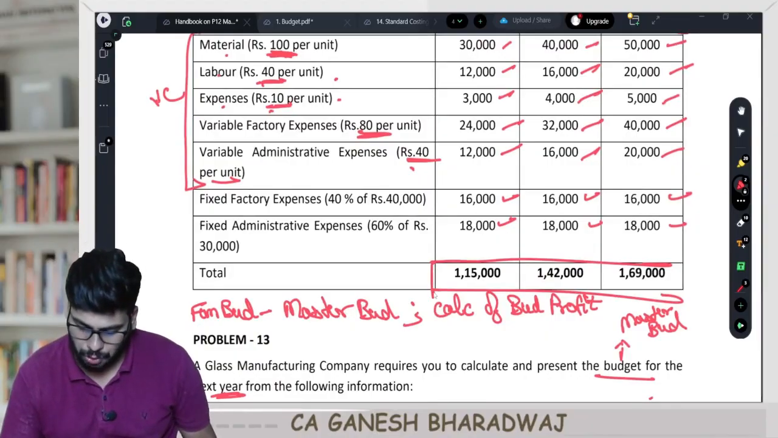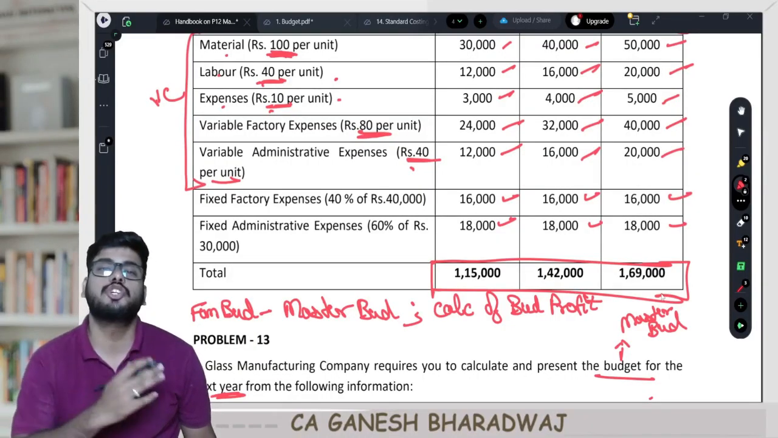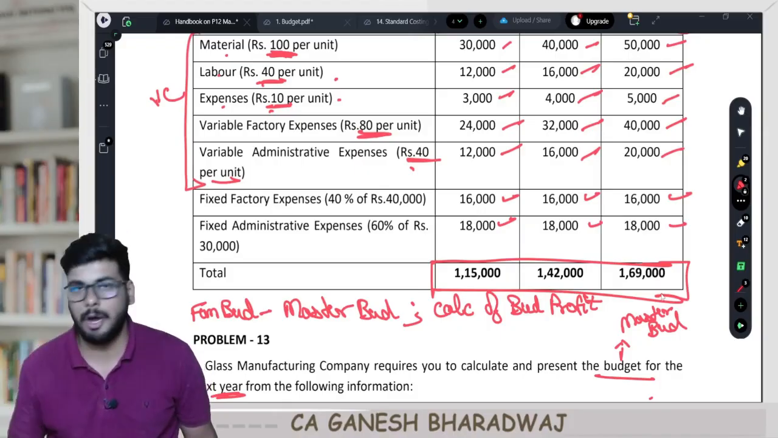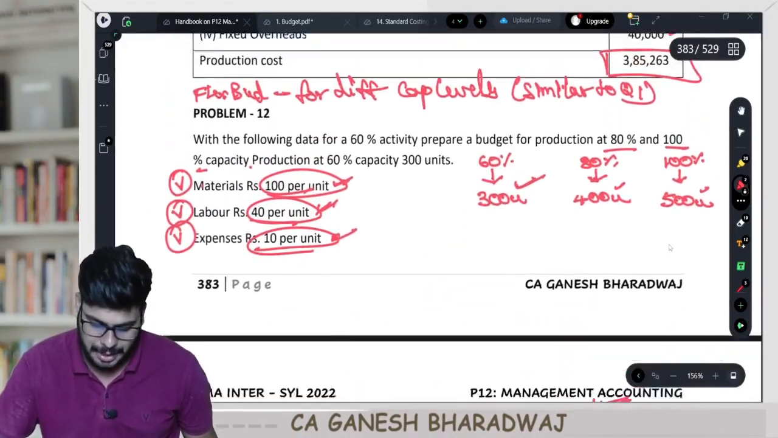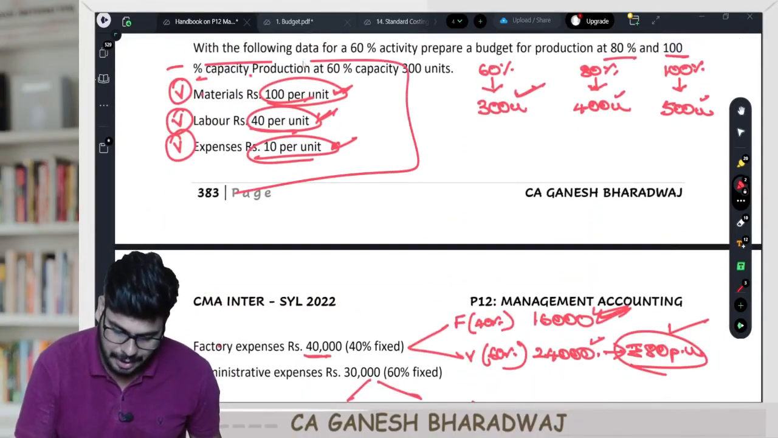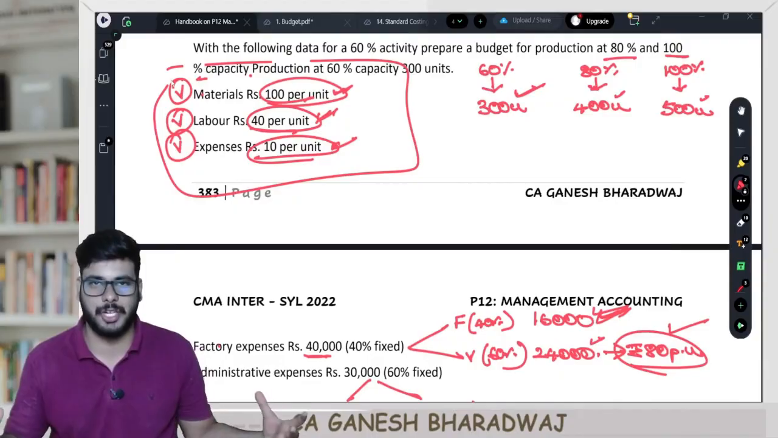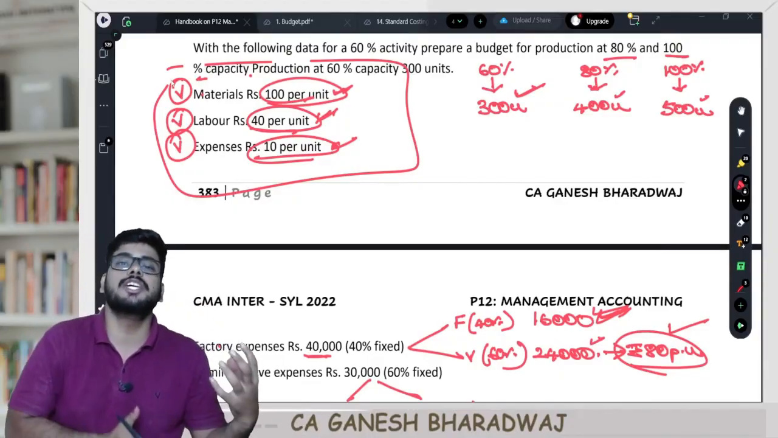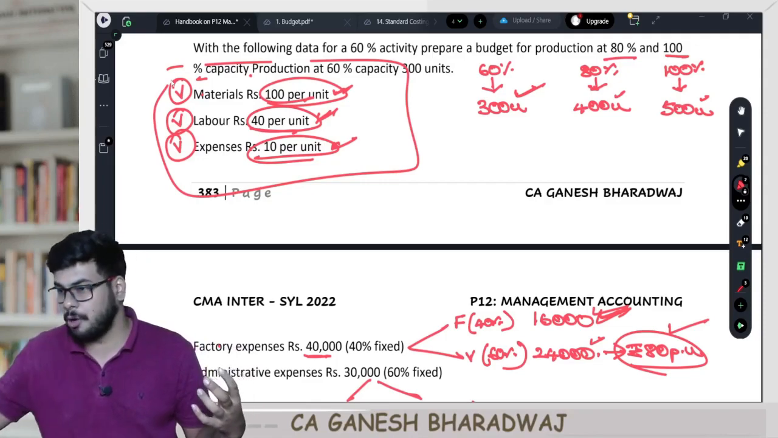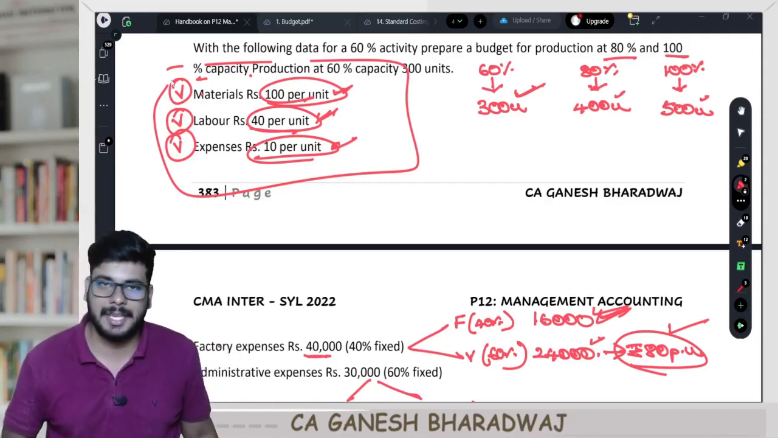You just need to total it up. You will arrive at the total cost for each and every output level, or each and every volume level. This is called a flexible budget. So basically, the budgeted data given here is called a static budget. And using the ingredients given in the static budget, if you prepare the budget for different output levels, that is called a flexible budget.